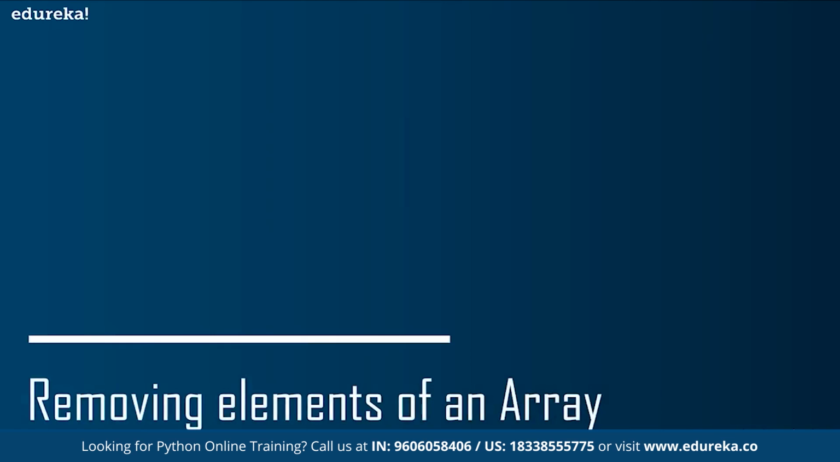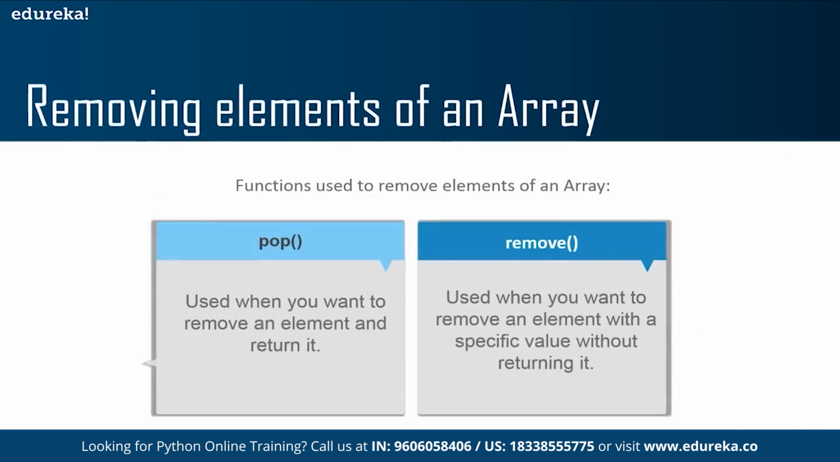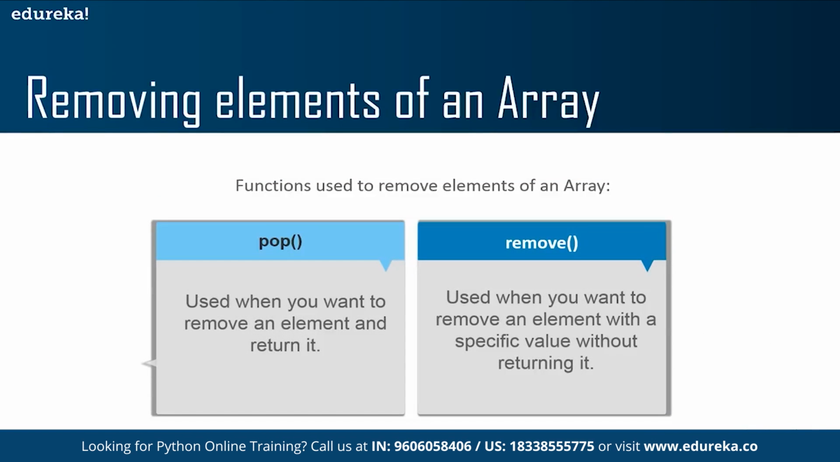Now let's move on towards the next operation. Our next operation is removing elements of an array. In case you want to remove elements from an array, you can make use of the pop or the remove function. The pop function removes the element and returns it, whereas the remove function will remove it but it will not return it. The pop function can either take no parameters or one parameter. The parameter it takes is the index value of the element to be removed.